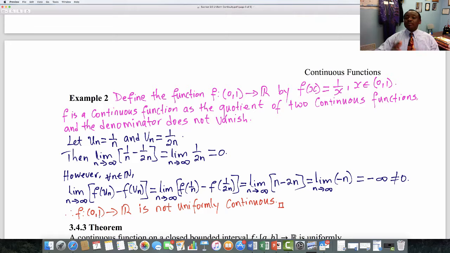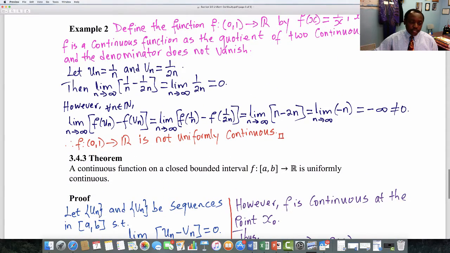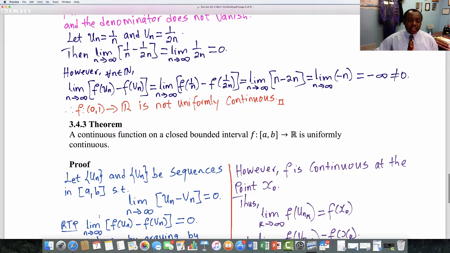So is it possible at all? Are there any cases where a continuous function could be guaranteed to be uniformly continuous? Yes, and that is the big theorem of this section. Subsection 3.4.3, Theorem: A continuous function on a closed bounded interval [a, b] is uniformly continuous.